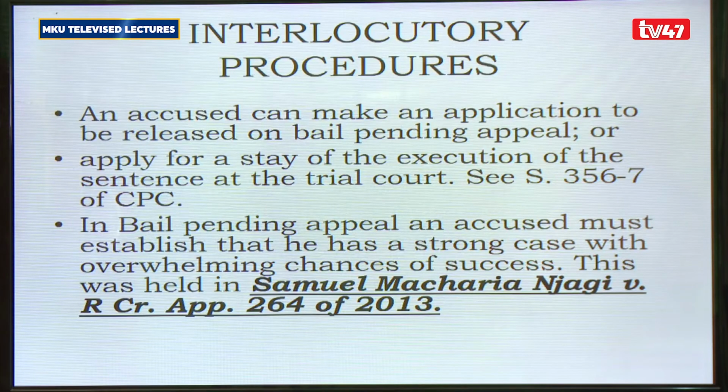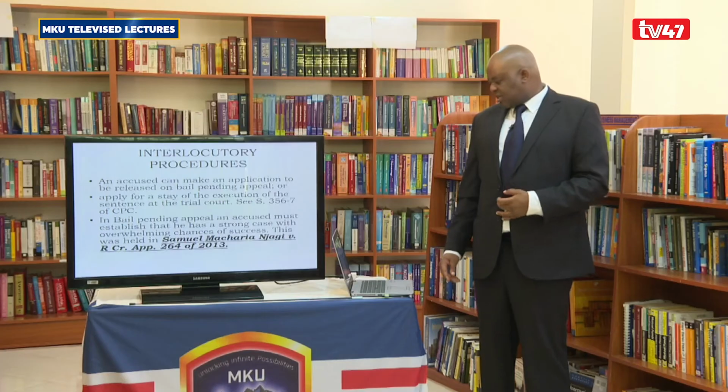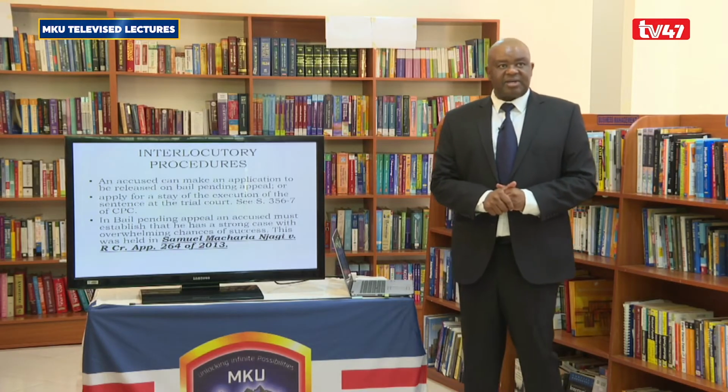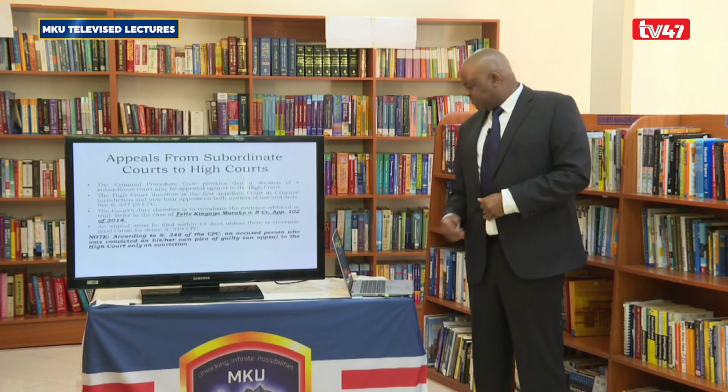Then of course, sometimes a person who is appealing, the appellant, might be interested to apply for bail pending appeal. So an appellant may apply for bail pending appeal, and the only ground for that would be to ensure that the appeal has high chances of success. And then an appellant may also apply for stay of execution of the sentence of the trial court pursuant to sections 356 and 357 of the CPC.